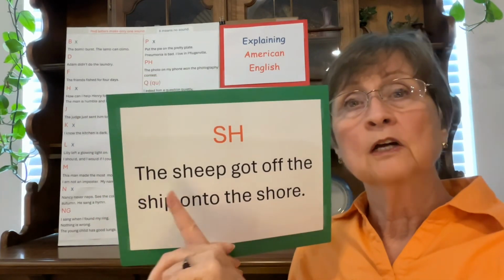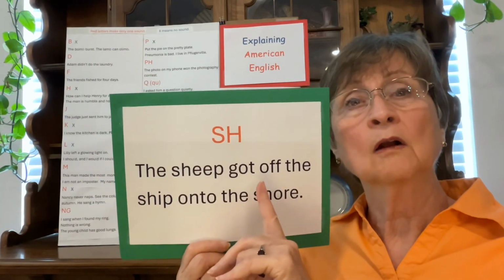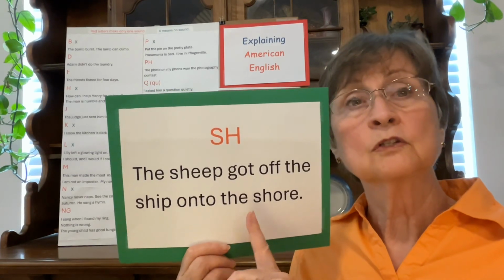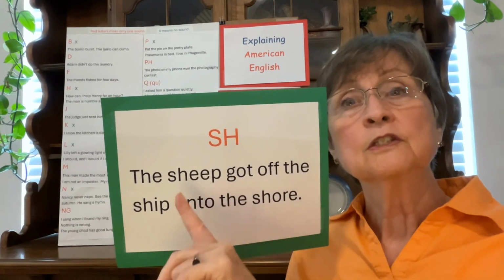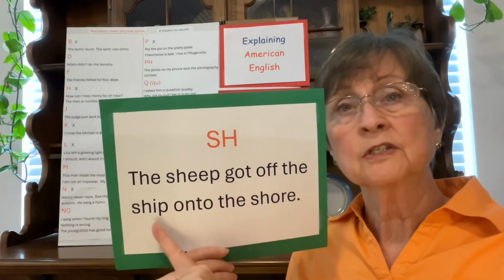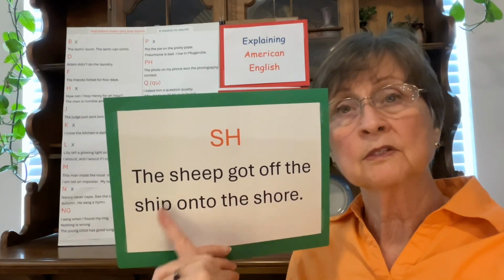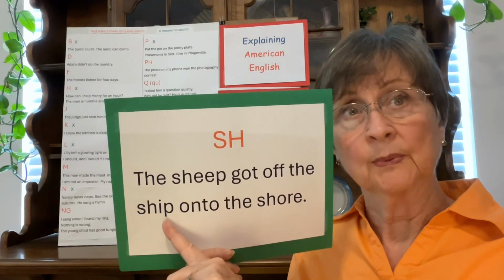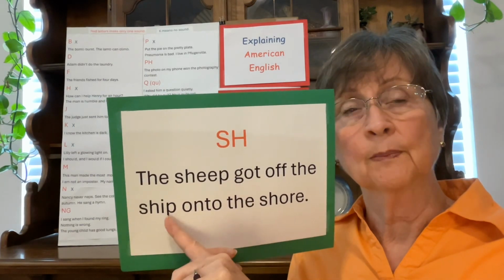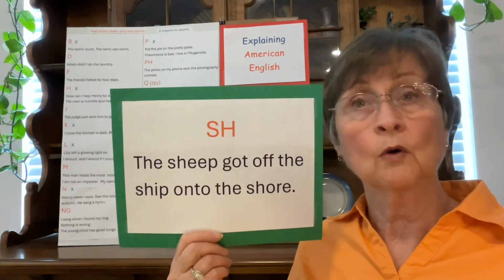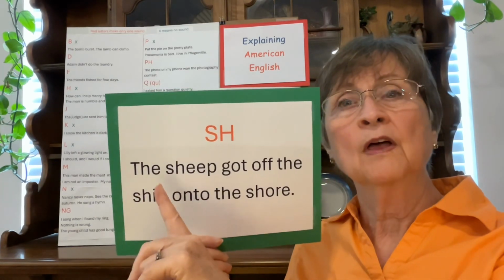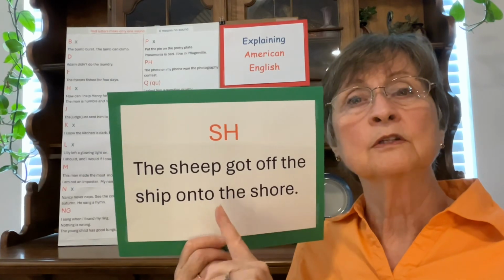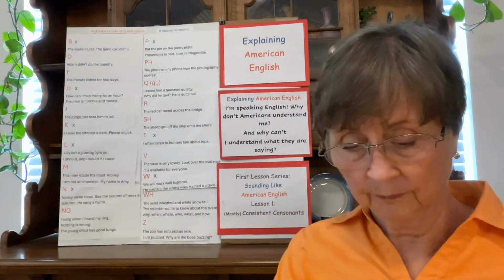The air goes. The sheep got off the ship onto the shore. These two words are close, but they're not the same. Many people want to pronounce these two the same. It's sheep, ship. That's a vowel lesson. We'll do it more later. Say it with me. The sheep got off the ship onto the shore.